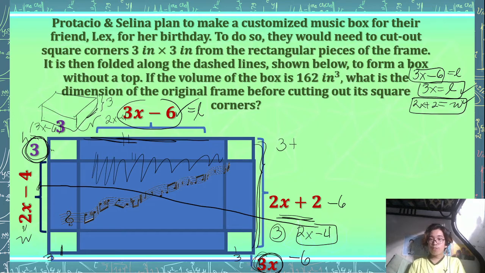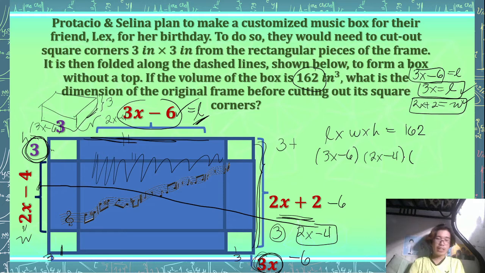We're given here that the volume of this gift box is equal to 162 cubic inches. So what's the formula for finding the volume of a rectangular prism? That's just equal to length times width times height, and that should give us 162. We know that the length here after subtracting 6 is 3x minus 6, the width here is 2x minus 4, and the height is equal to 3, and all of that is equal to 162.